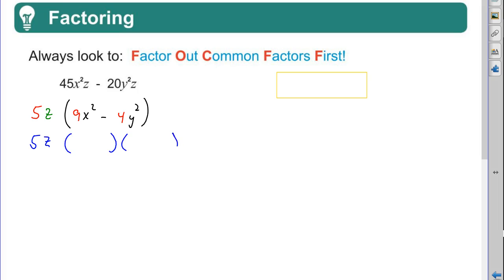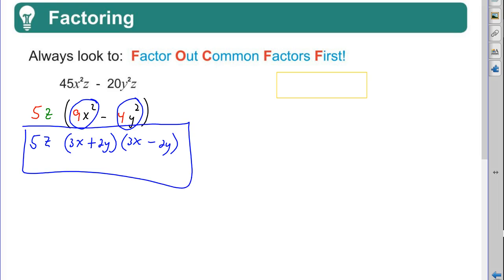All right, remember the pattern? Two parentheses, plus in the middle of one, minus in the middle of the other. The square root of the first term goes first. That's a 3x, right? The square root of the back term goes in the back. That's a 2y. All right. So we get 3x plus 2y, 3x minus 2y. Final answer, 5z times the quantity 3x plus 2y times the quantity 3x minus 2y.